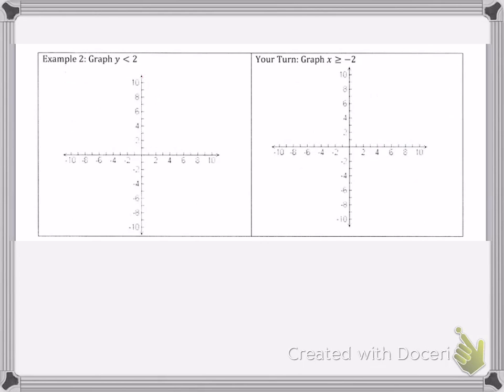The next inequality is pretty easy to graph. The only thing you need to remember is when it is just a y equals, that should be a horizontal line going through 2 on the y-axis.